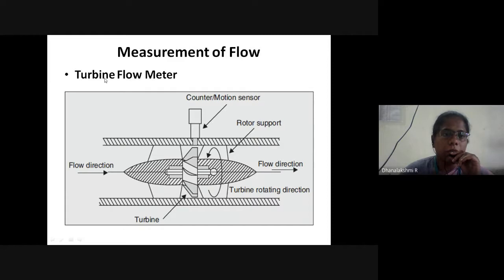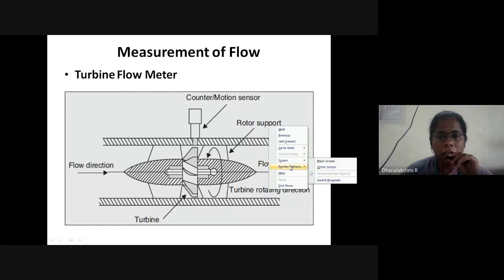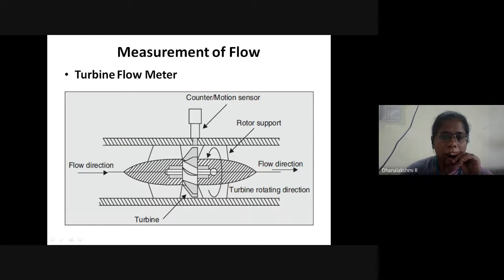The first type I am taking here is the turbine flow meter. We can see the construction here. This is the pipeline which is carrying the liquid. The liquid is flowing in this pipeline, and the flow direction is this. Inside this pipeline, a turbine setup is there.